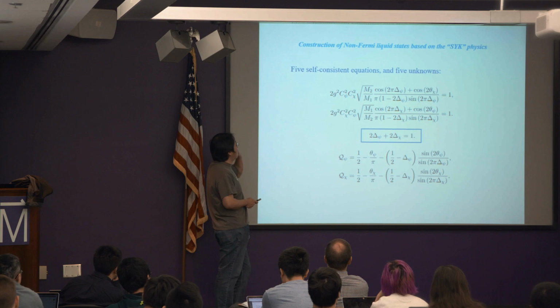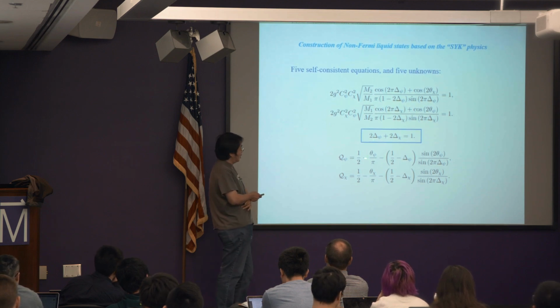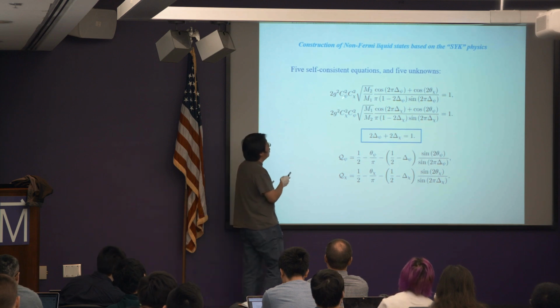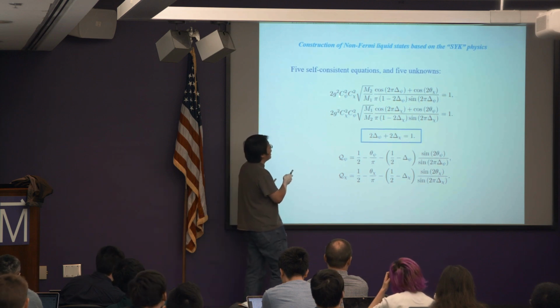So what are our unknowns? The scaling dimension of the psi fermion, the scaling dimension of the chi fermion, some coefficient theta, and also some overall coefficients c psi and c chi. It turns out that in the equations, only c psi times c chi appears.